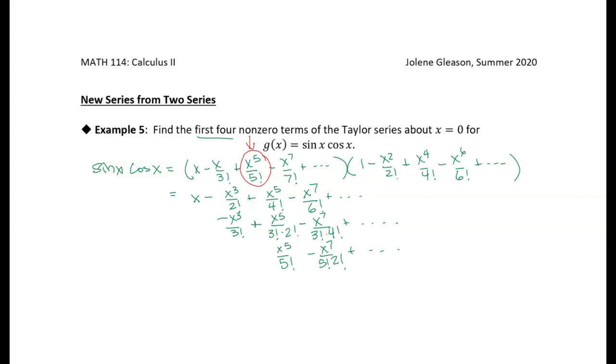So then finally I'm going to move on to the x to the seventh term, and I really only need to multiply that times the 1 in the sine, or sorry, the cosine Taylor series, right? So I'm just going to have minus x to the seventh over 7 factorial. And then we don't really care about the other terms. All right. So now you can see I've lined up the like terms because those are the ones I want to combine, right? I want to combine like terms.